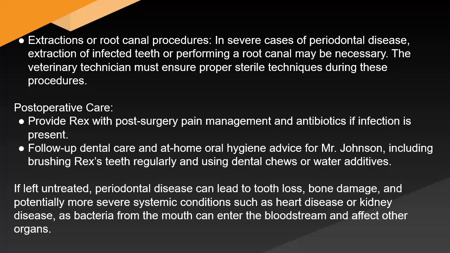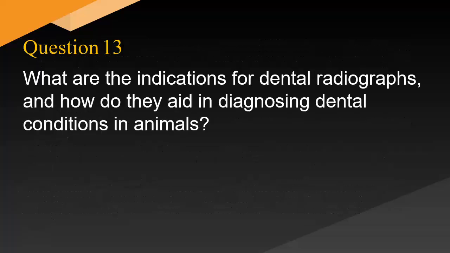If left untreated, periodontal disease can lead to tooth loss, bone damage, and potentially more severe systemic conditions such as heart disease or kidney disease, as bacteria from the mouth can enter the bloodstream and affect other organs. What are the indications for dental radiographs, and how do they aid in diagnosing dental conditions in animals?